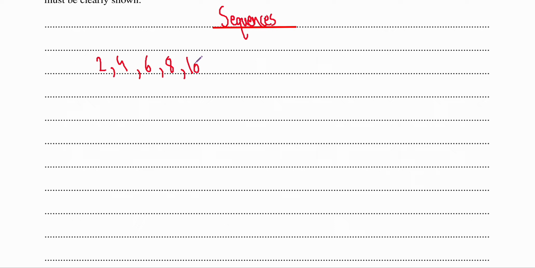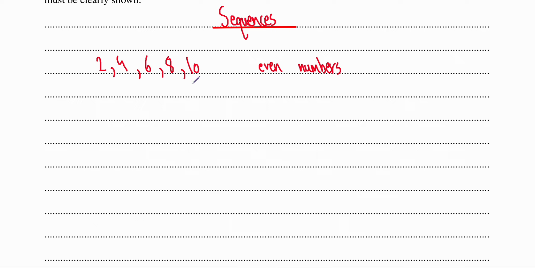You recognize these as even numbers, right? And this is a sequence, because the numbers come one after another, and these are just even numbers. So we know these are even numbers. Well, what if I asked you, what's the 50th even number?